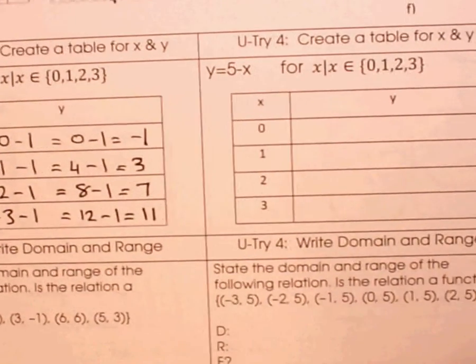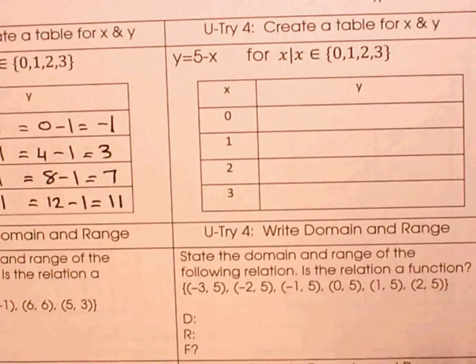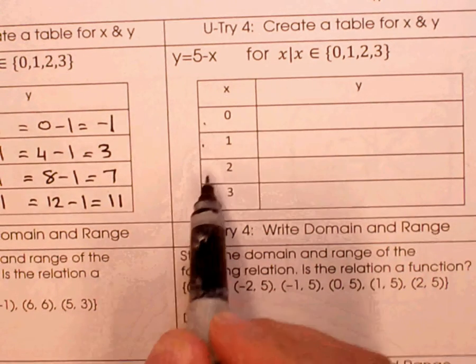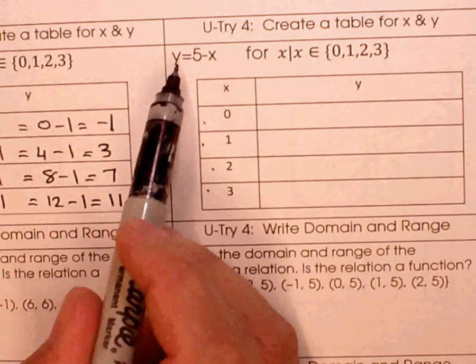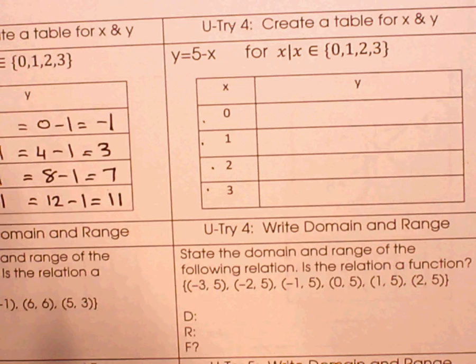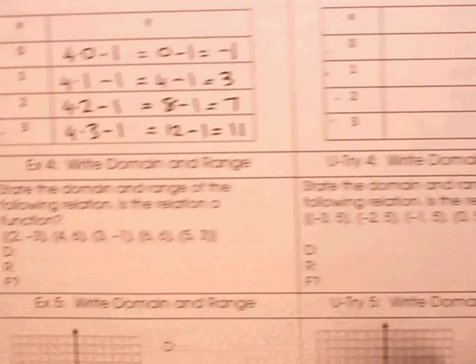On the next example, this is your U-try. You have your domain values given. You need to substitute each of them for the equation and get your y values. Let's look at example 4.